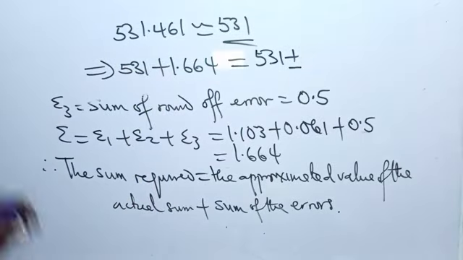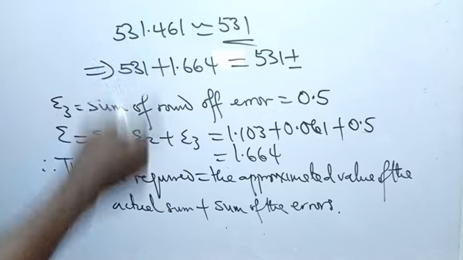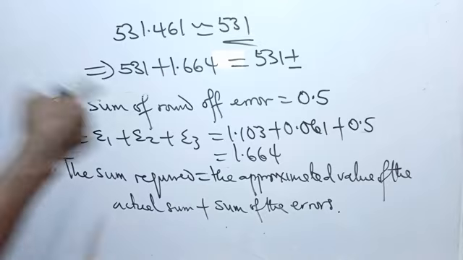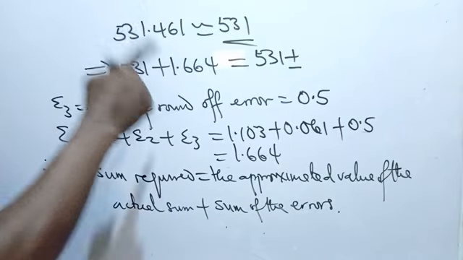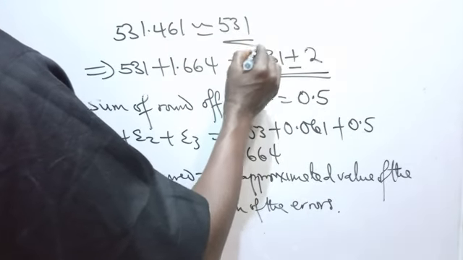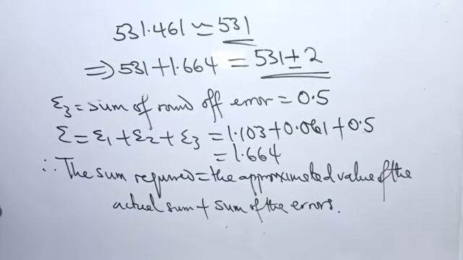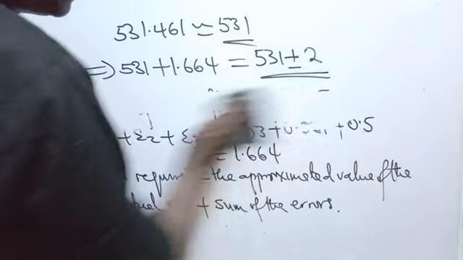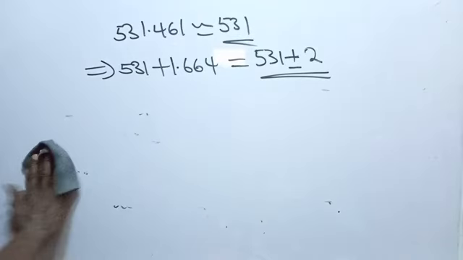If you approximate 1.664 to one digit, or to one significant figure, we need significant figures this time around. So after the count of 1, the next number is 6, so it is rounded up. So 1 plus 1 is 2. So the answer will be 531 plus or minus 2. So the sum required from this problem is 531 plus or minus 2.